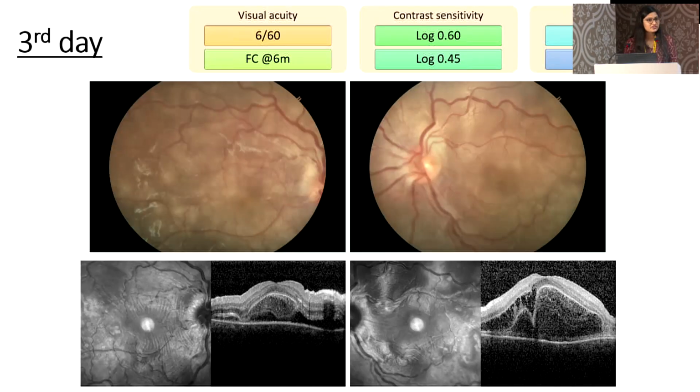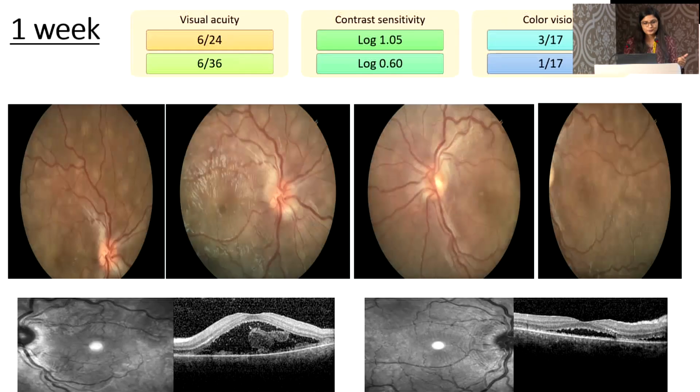This is the day 3 picture when we started the patient on treatment. Visual acuity was 6/60 and finger count at 6 meters, with decreased contrast sensitivity and color vision, with bilateral exudative RD, as you can see in the OCT scans also. This is the 1 week follow-up, where visual acuity drastically improved to 6/24 and 6/36. Contrast and color vision also improved. And on OCT scans, you can see the fluid level decreased.